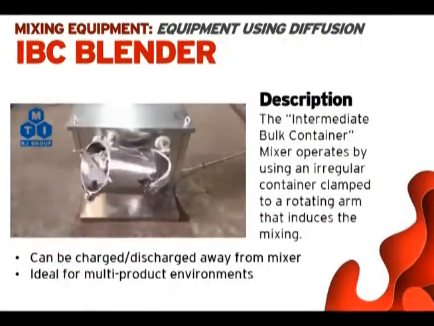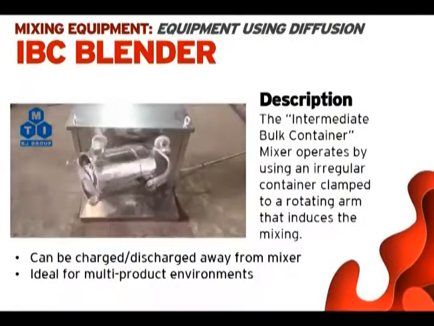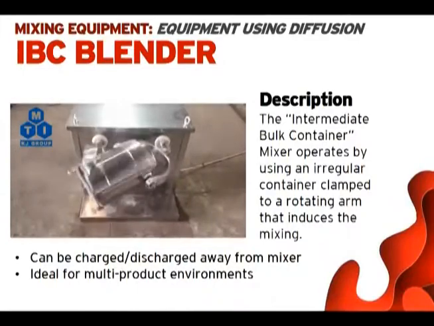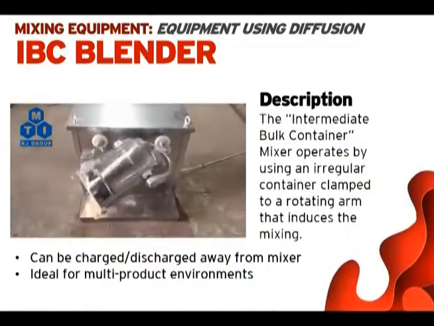Next, the IBC blender. IBC stands for Intermediate Bulk Container and operates by using an irregular container clamped to a rotating arm that induces the mixing. This container can be removed from the mixer, so it can be charged or discharged away from the mixer. This is ideal for multi-product environments, so different containers can be used for each type of product, therefore saving time.